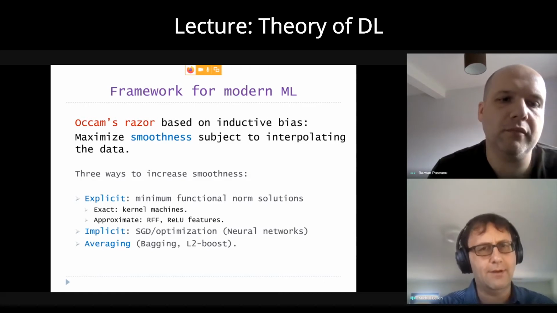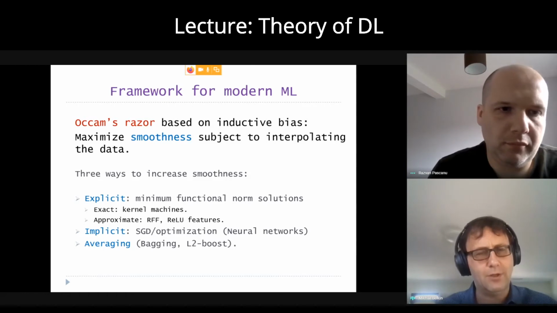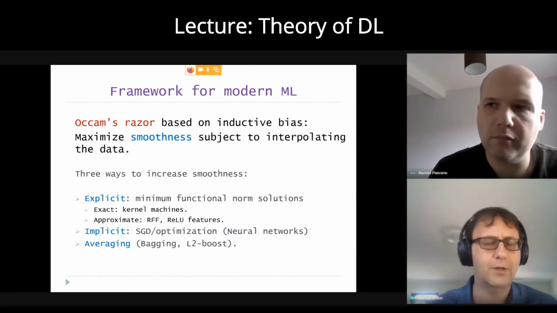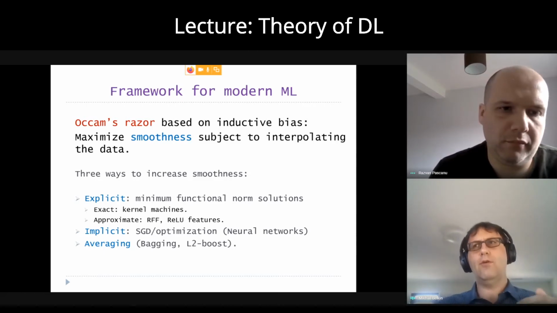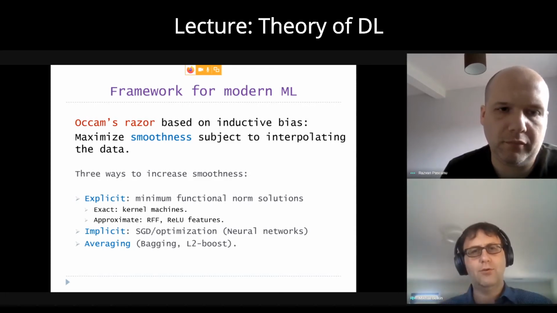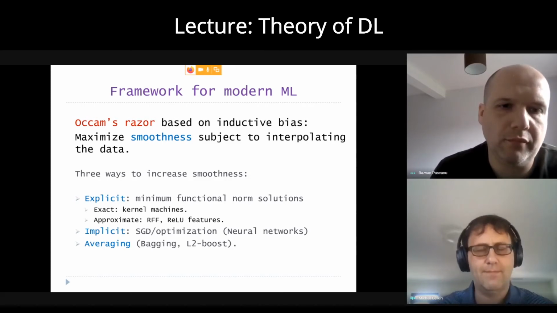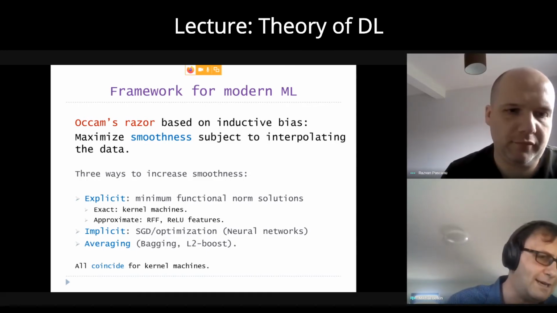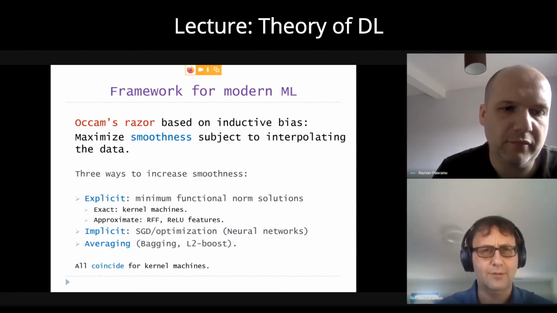So really, there are three ways to increase smoothness. There is explicit, by using this minimum norm. There is implicit, by some sort of optimization, which we believe connects to some norm, but we don't necessarily know how or what norm it is. And there is averaging, where there is no norm, but if you average a bunch of non-smooth solutions, you increase smoothness. I didn't describe this in detail, but it's a very similar mechanism. Okay. I should finally note all of those coincide for kernel machines. Kernel machines somehow are special, because all of those things actually give you the same answer.